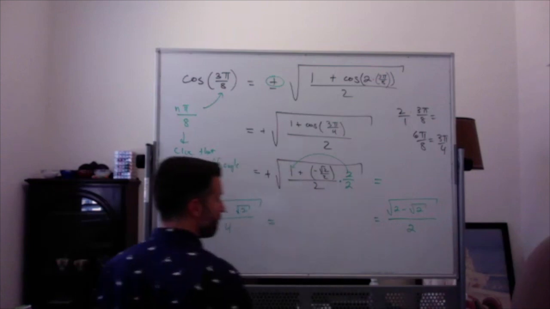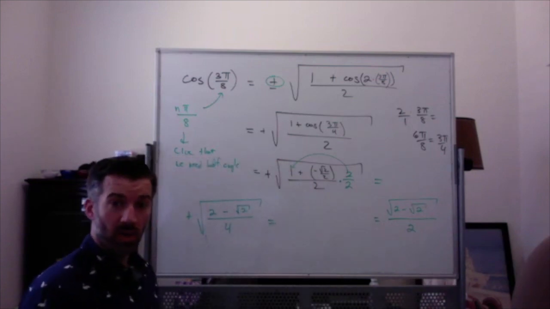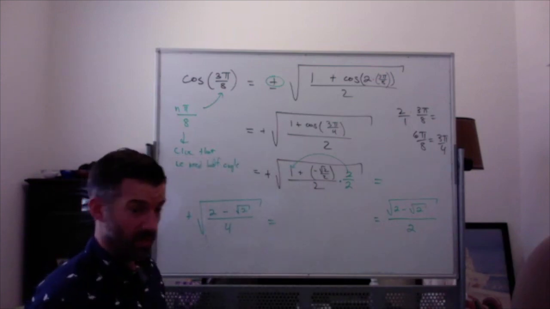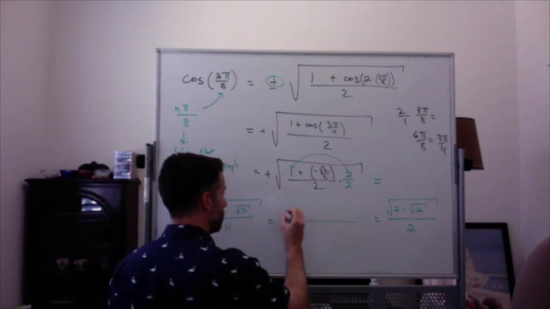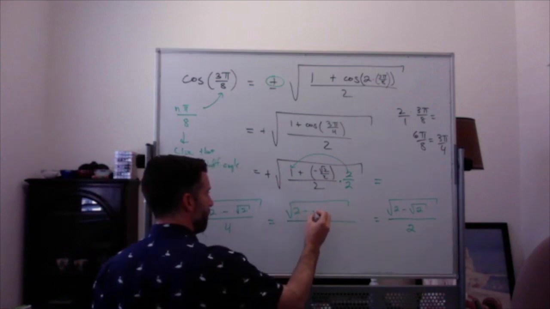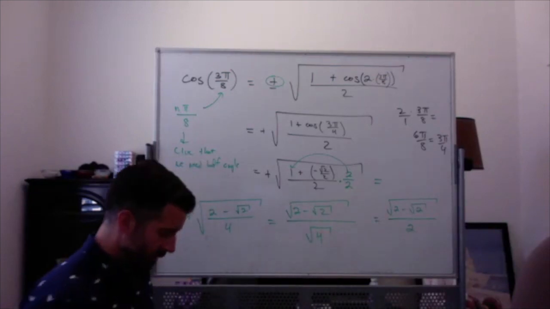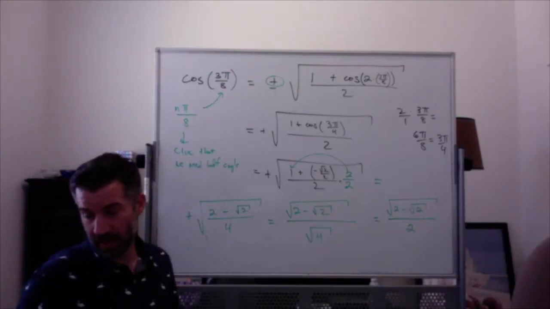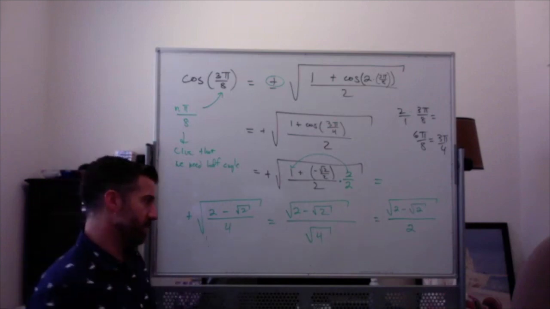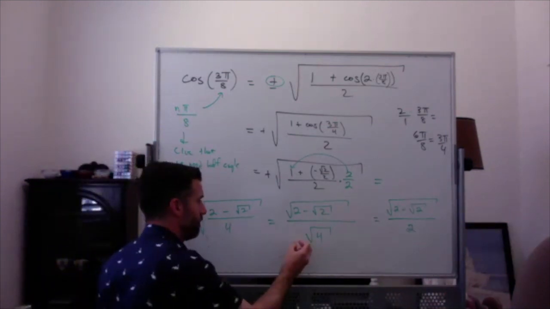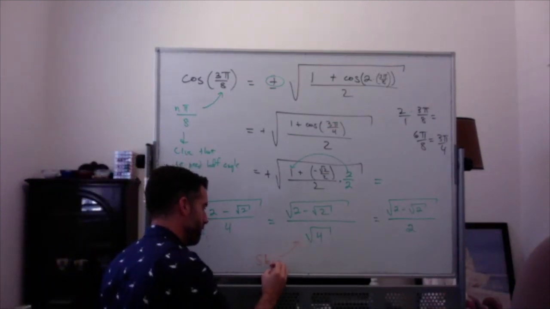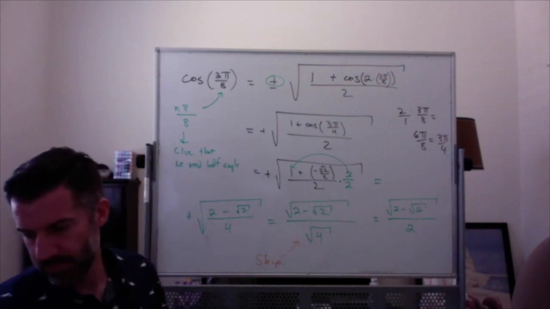But if you want, you can show the intermediate step where you break it up into 2 radicals and you say, oh, it's the square root of the top stuff over the square root of the bottom stuff. But I really think it's fine to skip this step, if you want.